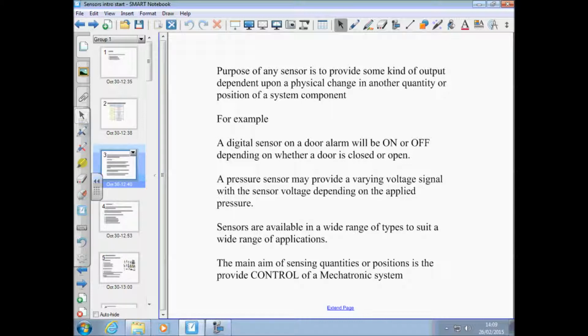A pressure sensor may provide a varying voltage signal dependent upon the pressure in a tank or in a pipe or at a valve. Sensors are available in a wide range of types to suit a wide range of applications. They've all got their advantages and disadvantages, but the main aim of sensing any quantity is so we can use it to control a system, usually these days via a microprocessor or some kind of computer or PLC.